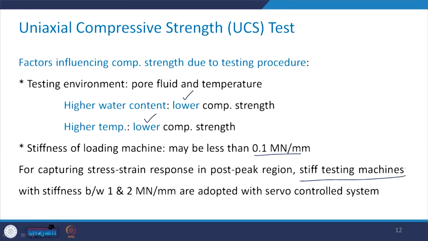And the stiffness for these machines can vary between 1 to 2 meganewton per millimeter, and these have servo controlled systems. How one can make these stiff machines is by making the components of the machines stiffer. That is with the manufacturer, and the data related to the stiffness of the machine you will directly get from the manufacturer. But then the basics behind this should be known to you, and that is why we are discussing this.